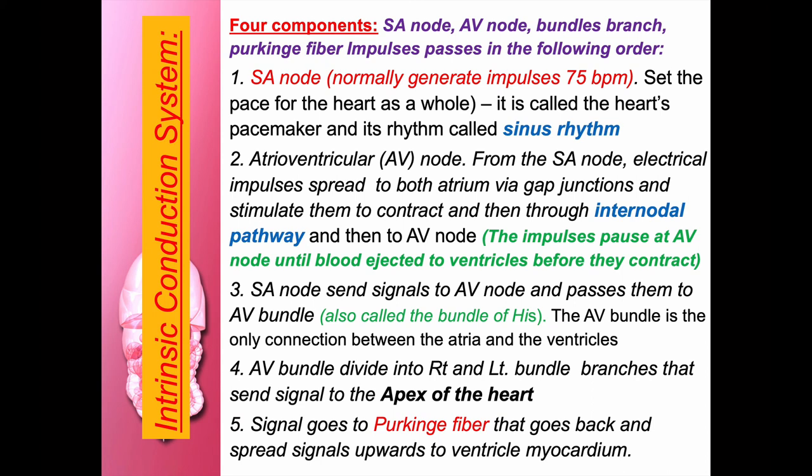Then the AV node, the atrioventricular node, is a continuation of the SA node, where the electrical impulse spreads to both atria via gap junctions and stimulates them to contract. Then through the internodal pathway, that is called the bundle of His, the bundle divides into the right bundle branch and the left bundle branch, and these bundle branches spread in the apex of the heart, and this spreading of fibers is called the Purkinje fibers.